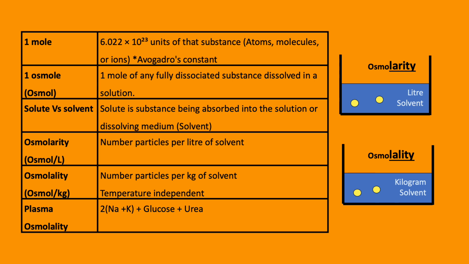Osmolarity is the number of particles per litre of a solvent, whilst osmolality is the number of particles per kilogram of a solvent. This is temperature independent. Plasma osmolality is 2 times sodium plus potassium plus glucose and urea.